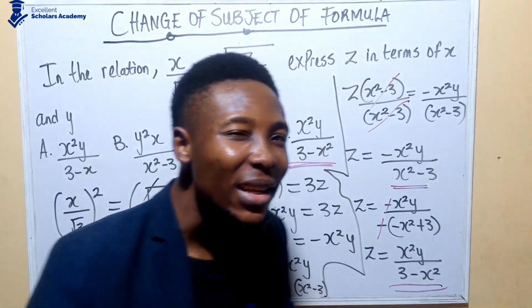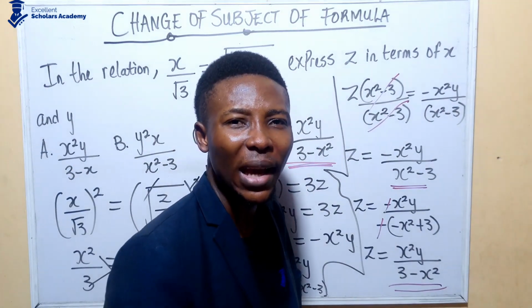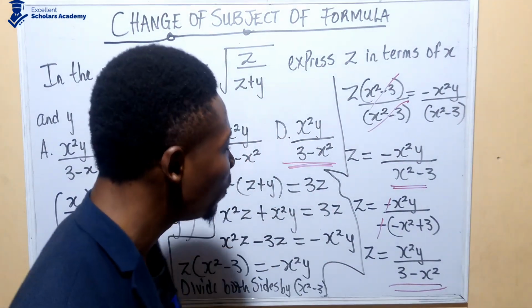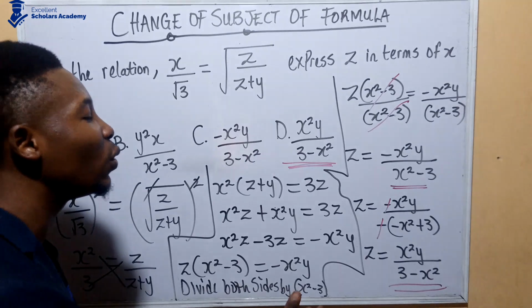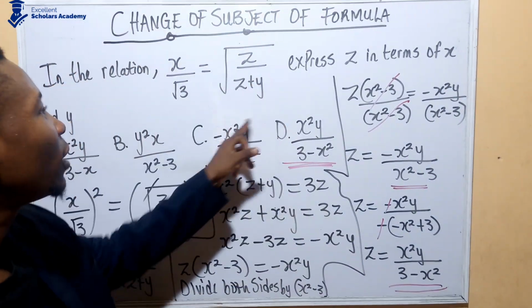So, these techniques are very important. You might solve and be like, I solve and I'm not seeing my answer in the options. Check again. Your answer is in the options. Check again. So this is going to be our answer: x squared y over 3 minus x squared is your answer when you make z the subject of the formula from this expression.